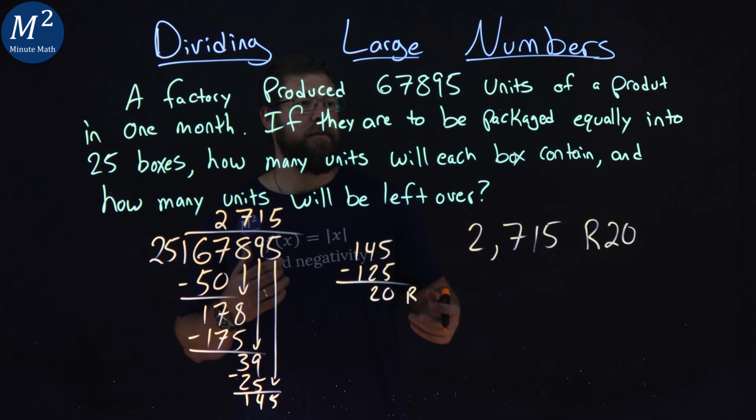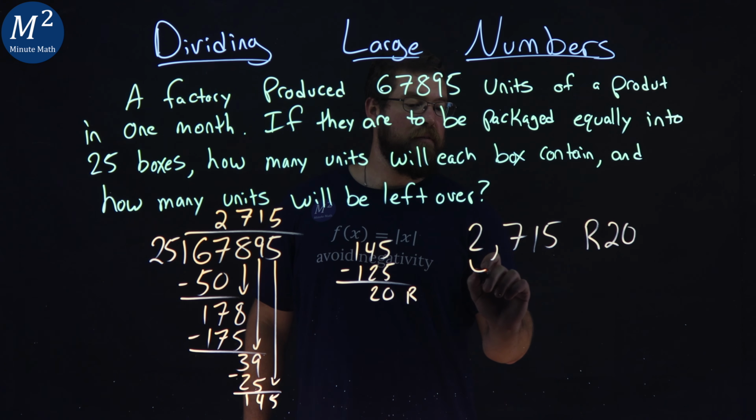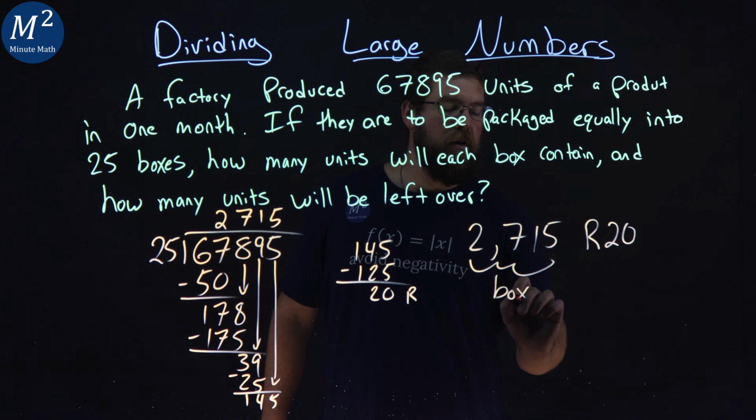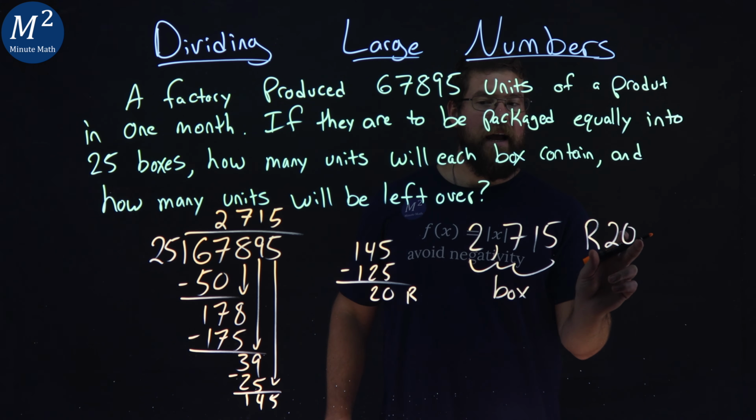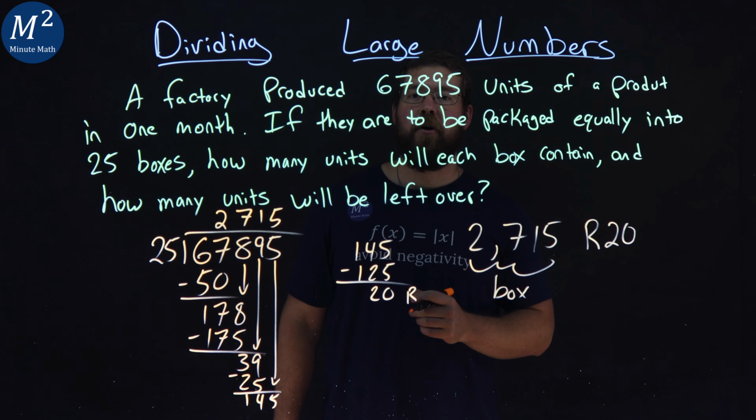What does that tell us here? Well, each box will contain 2,715 products, and there'll be 20 left over.